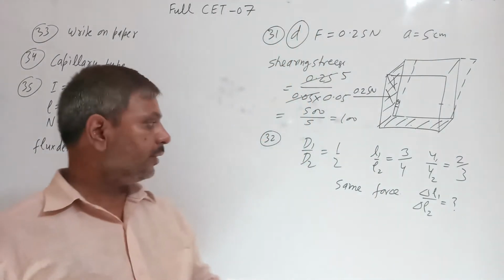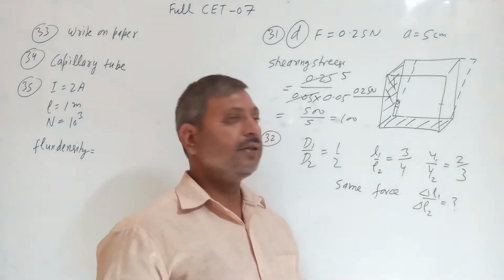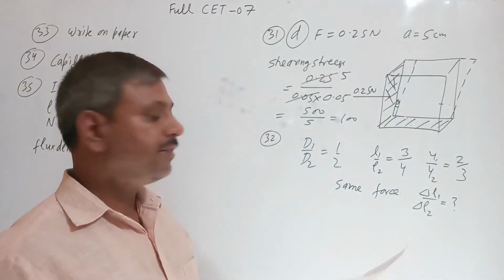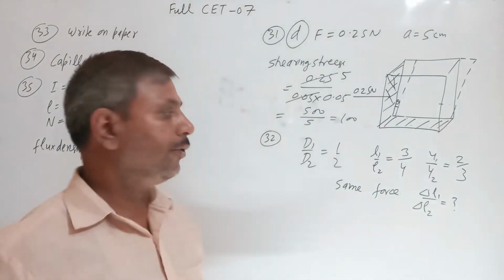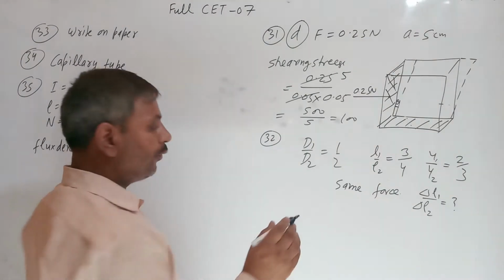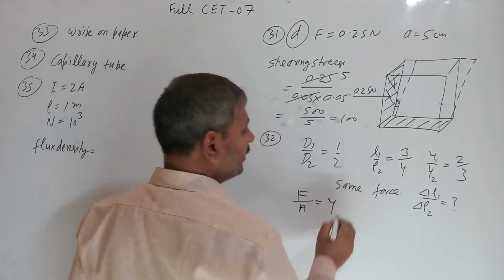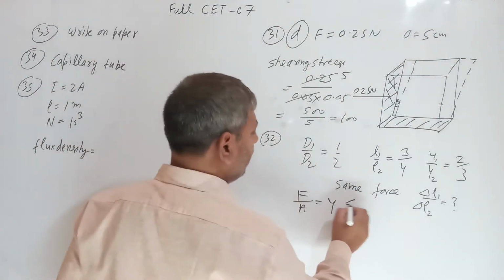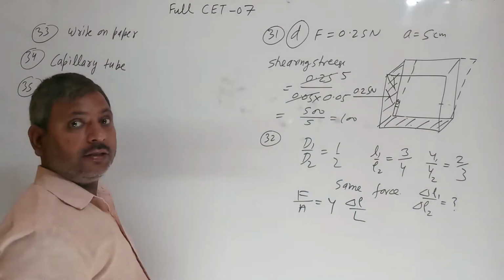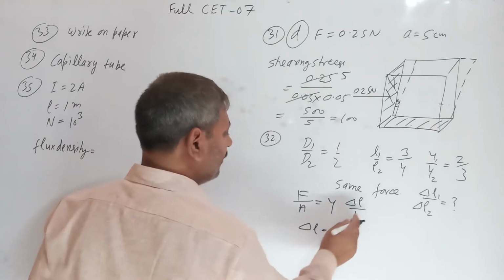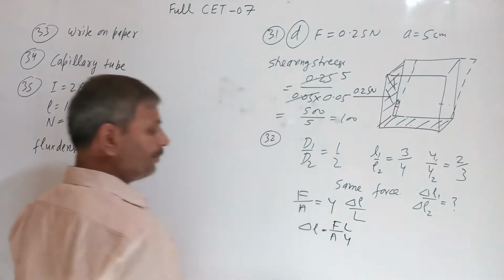Question number 32. Diameter in ratio 1/2. Length 3/4. Young's modulus 2/3. Same stretching force is there. Find the elongation ratio del L1 upon del L2. What we know? Force per unit area, stress, is equal to Young's modulus into strain. Strain means del L upon L. We can see here del L is equal to what? So del L is equal to F upon A L Y.